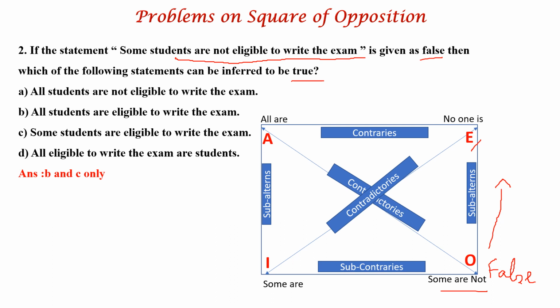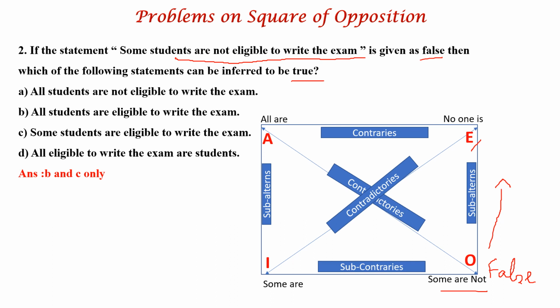All students are eligible. So this will be false. But we don't want false. We want to pick out the true one. So E is false. And it's not there. No student is not there. So we need not worry about it.